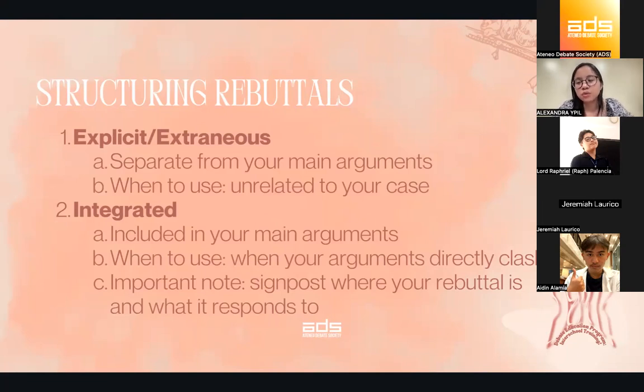You would know where a rebuttal is because teams are supposed to signpost it. But in cases where they aren't, and you're dealing with a team that integrates a lot, then it becomes your job to pinpoint what points are also functioning as rebuttals while also functioning as constructive extensions or arguments. So yeah. Next slide, please.